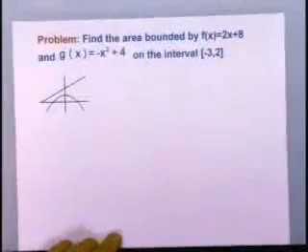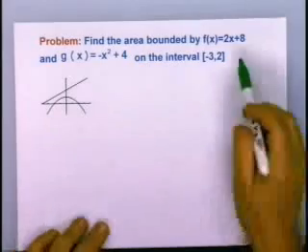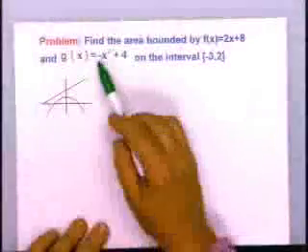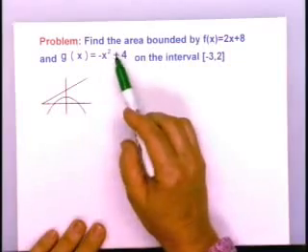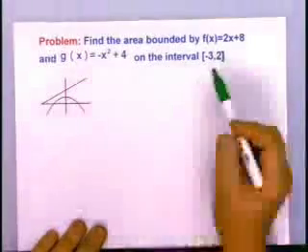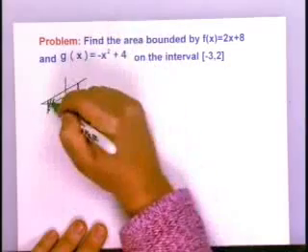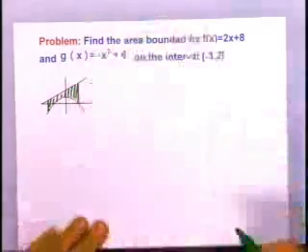Let's look at a problem. Suppose we wanted to find the area bounded by f of x equal the linear function 2x plus 8, which is this graph, and g of x equal negative x squared plus 4, this quadratic function, on the interval from negative 3 to 2. So in other words, we're calculating the area of this region.